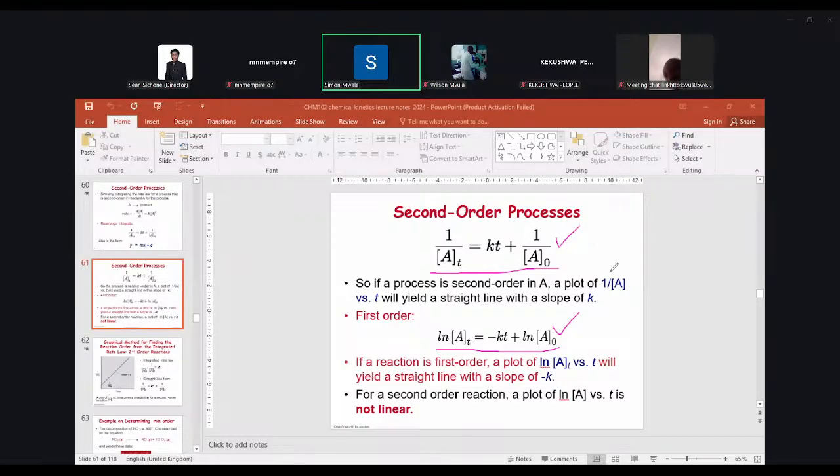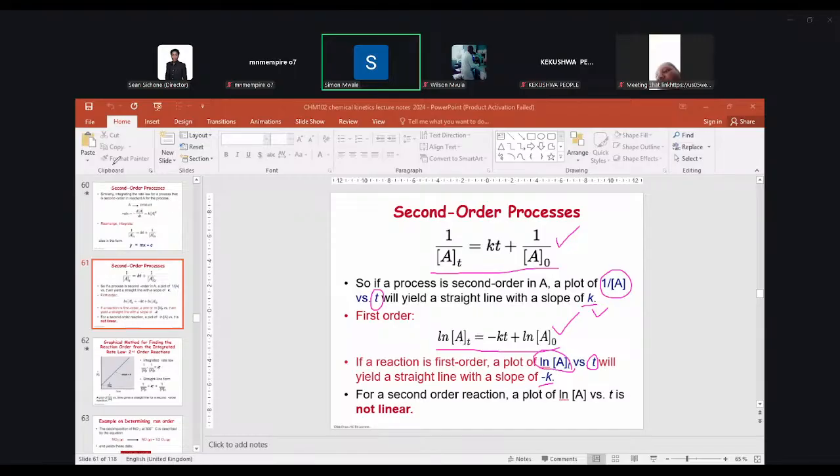For a second order, what we are plotting is 1 over concentration at time t against time. For a first order, you are plotting the natural log of A at time t against time. The gradient of the line will be equal to minus k for first order. For a second order, the gradient will be equal to positive k, the rate constant. So you can determine the rate constant by just calculating the gradient of a line.